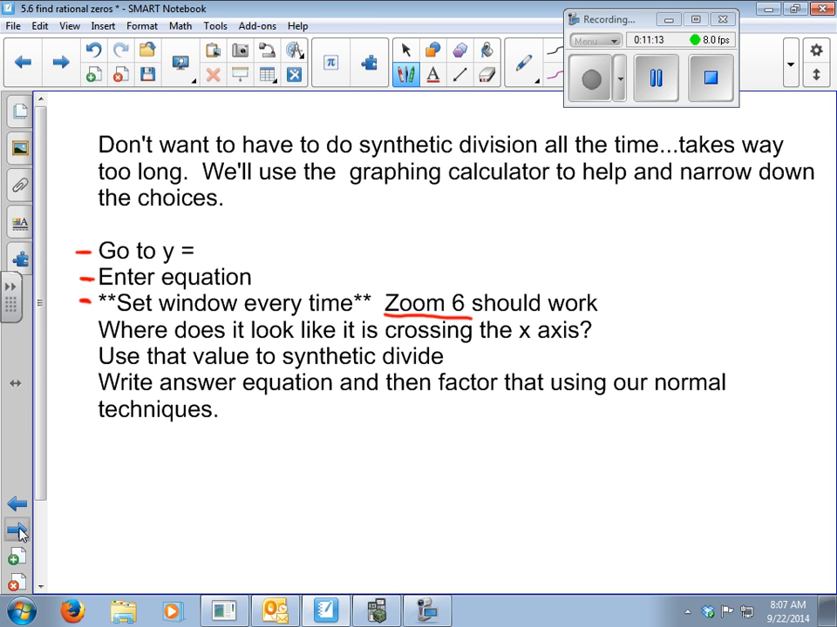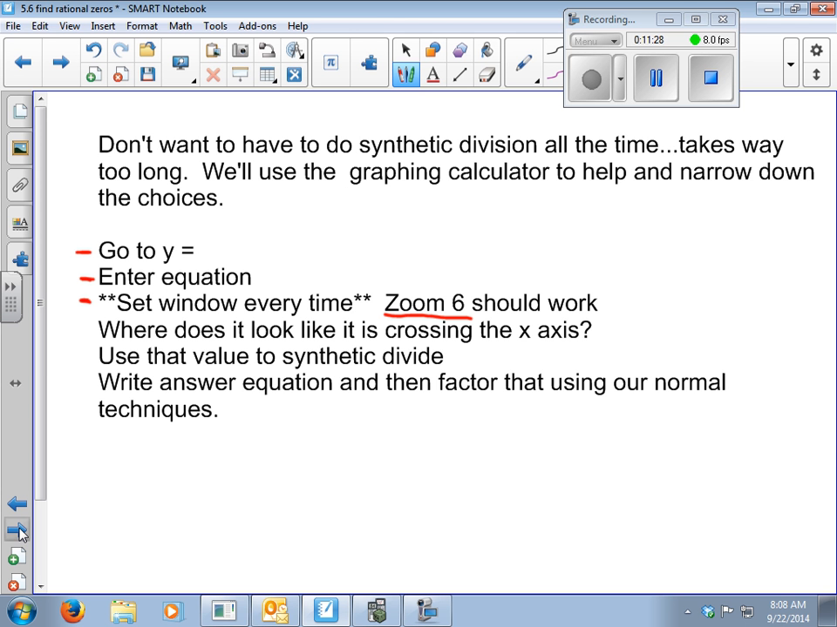What you're going to look for then is where does it look like your curve is crossing the axis? You want to use one of those numbers as your possible synthetic division. Once you do your synthetic division, then we can factor the other pieces to the equation and come up with our solutions.